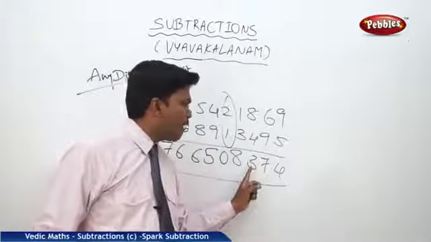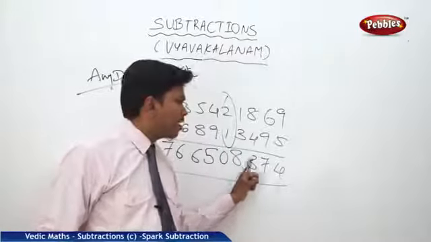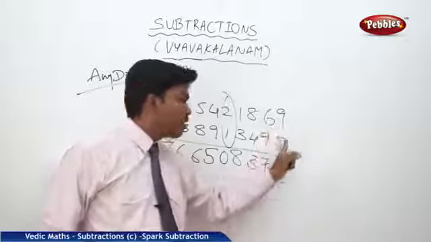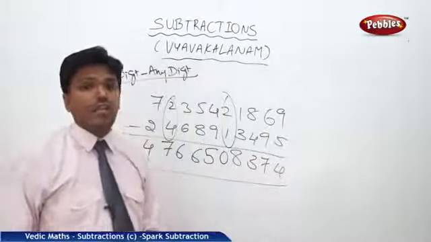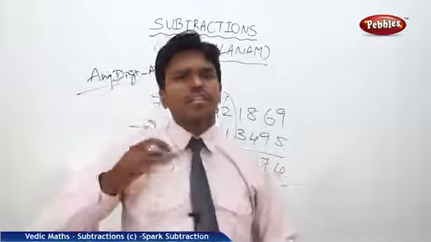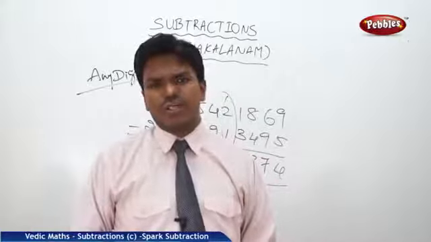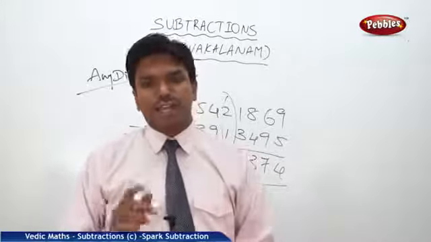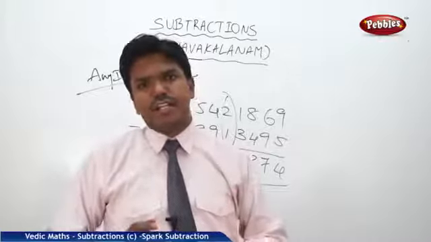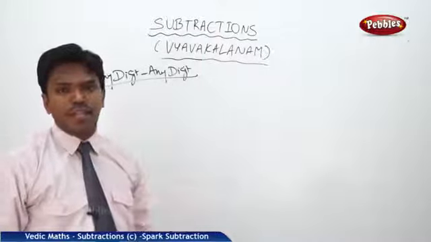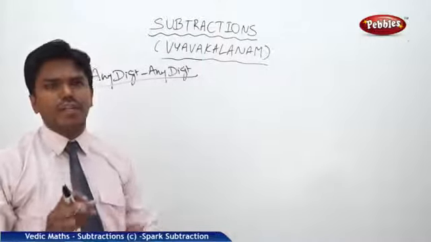8 minus 4, 4, but 3. 6 plus 1, 7, but 7 only. Why? Because match. So 9 minus 5, 4. So that's how we have to do. Any digit minus any digit, it's your wish. We will take one more example so that you will get clarity of this subtraction, any digit minus any digit.